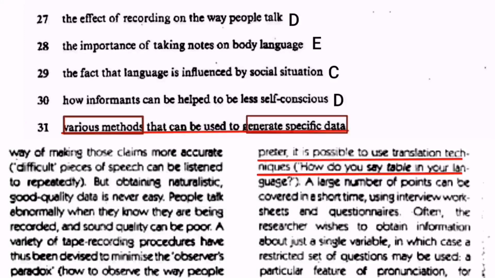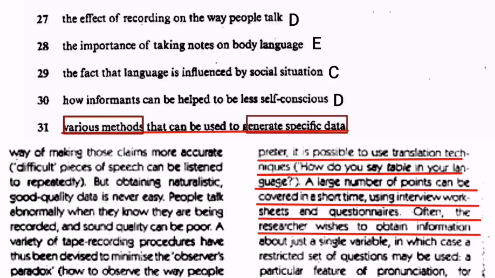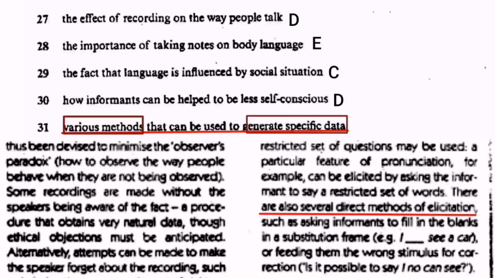Read further. How do you say table in your language? A large number of points can be covered in a short time using interview, work sheets, and questionnaire. This is the second method, and that second method is interview, work sheets, and questionnaire. Often the researcher wishes to obtain information about just a single variable, in which case a restricted set of questions may be used. The third method is a restricted set of questions are asked. And two lines below, there are also several direct methods of elicitation, such as asking informants to fill in the blanks in a substitution frame. So the answer of question number 31 is F, and question number 31 is various methods that can be used to generate specific data, and in paragraph F, methods are given to generate the data.